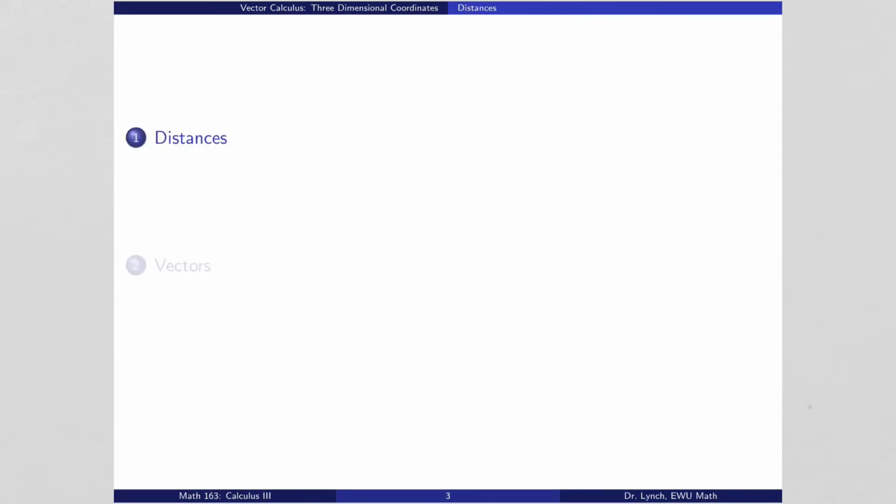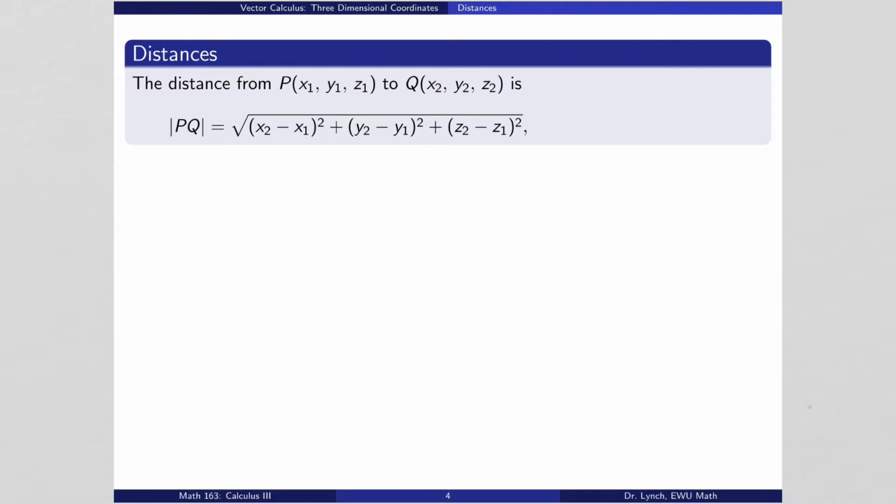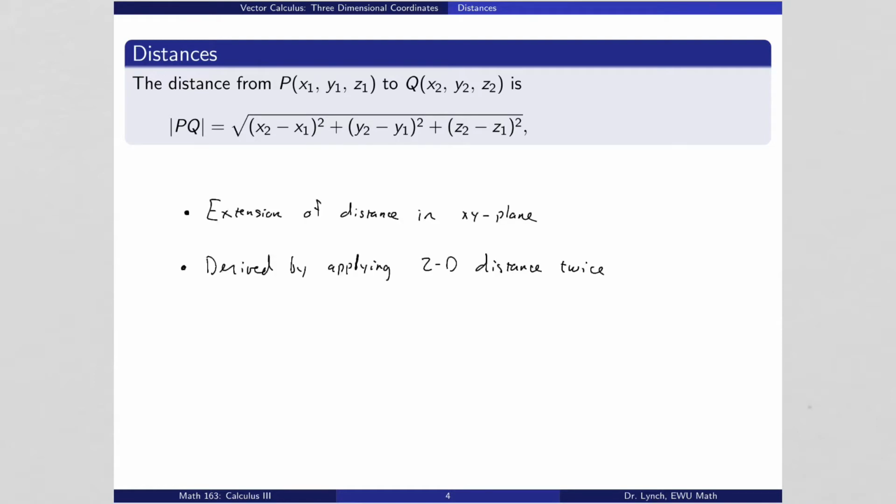Okay, we'll talk about two things here. We'll talk about distances and vectors. So start off with distances. The distance formula from a point P to another point Q is given by the sum of squares square rooted. So this is a pretty straightforward formula that's exactly an extension of the distance formula in R2. I won't go through the derivation, but it's derived by applying the 2D distance formula twice.